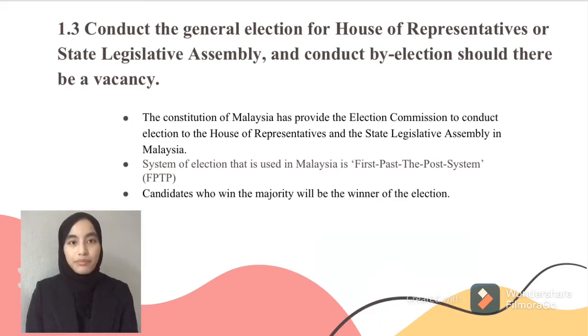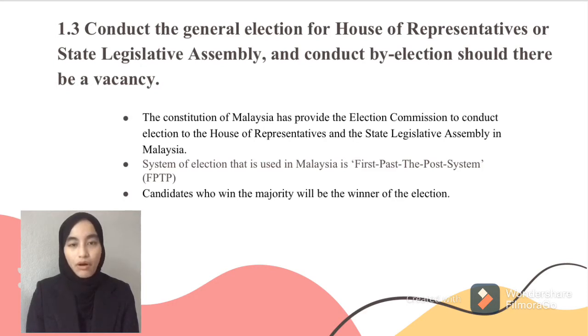Election is a competition for importance in national politics, and it is aimed to elect those who are fit to form a government. The election is a vote, obviously made by the citizens of the country to choose their own leader. The Constitution of Malaysia has provided for the Election Commission to conduct elections to the House of Representatives and the State Legislative Assembly in Malaysia.